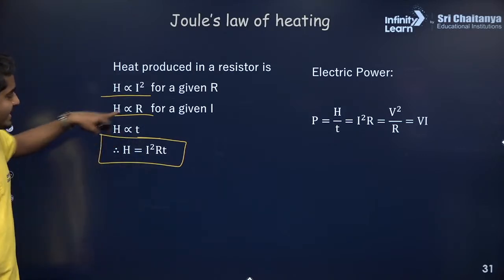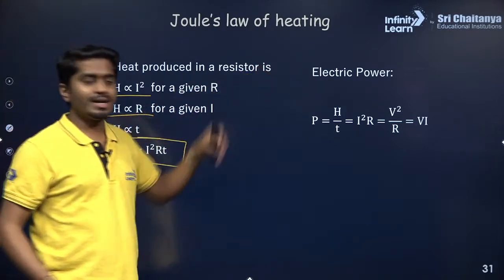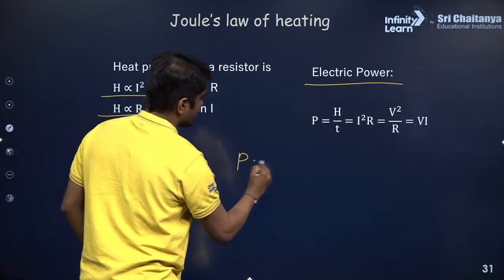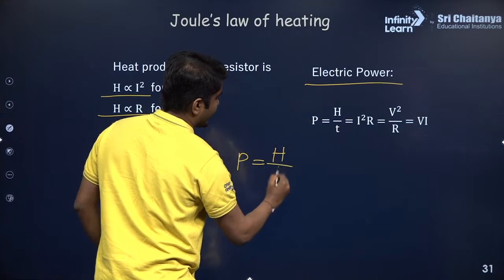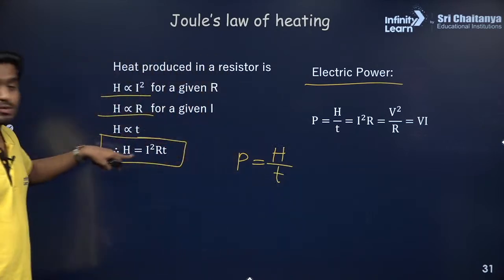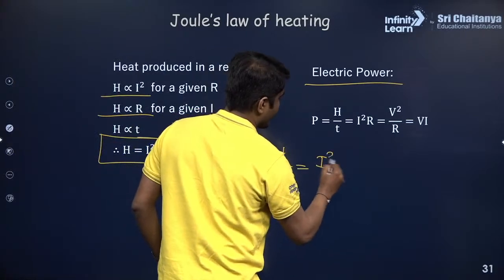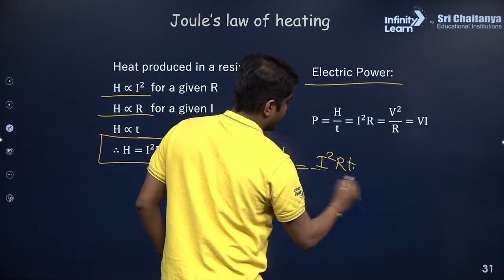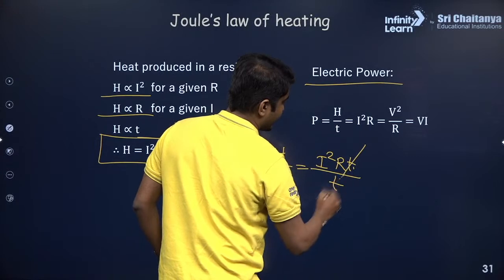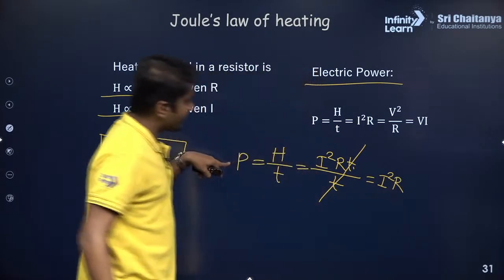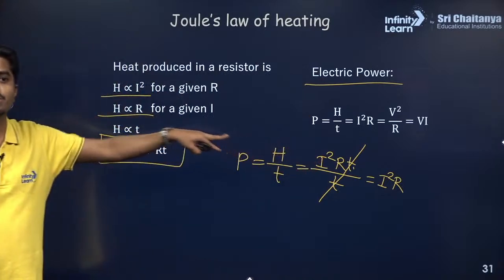Okay, so now there is a heat. But do you know what is electric power? So we know power is equal to heat divided by time. What is heat? I square RT. I'll just substitute it here. So it is I square RT divided by time. So this time will get cancelled. So it is I square R. So that is the first equation. Power is I square R.